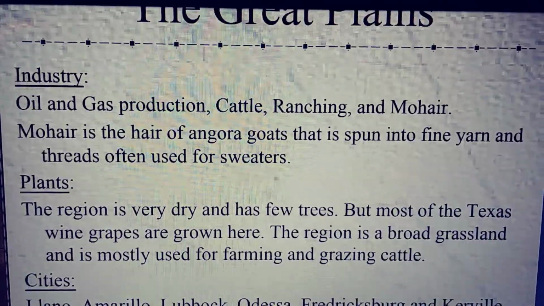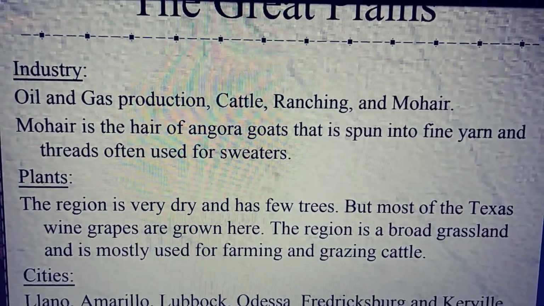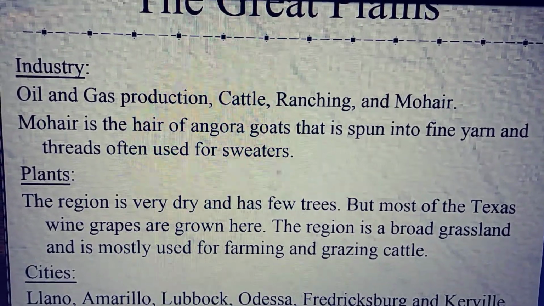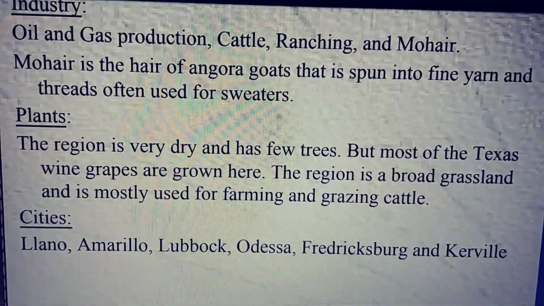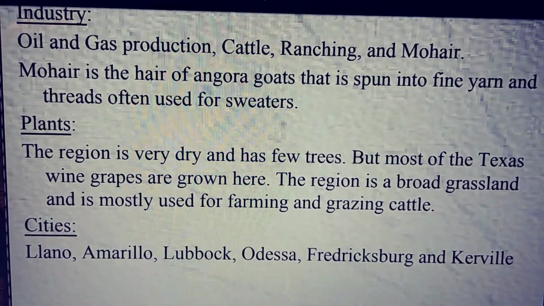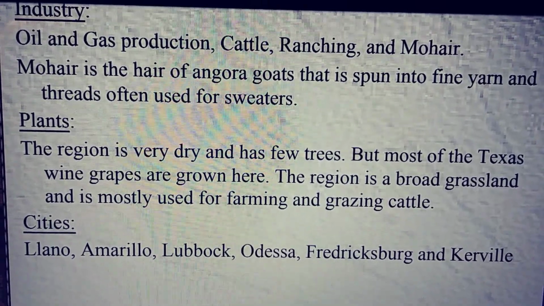The Great Plains, what do they have? What type of industry do they have? They have oil and gas production. They raise cattle. They do some ranching. And mohair. What is mohair? Mohair is the hair of Angora goats that is spun into fine yarn and threads often used for sweaters. If you have a sweater, maybe it has mohair.